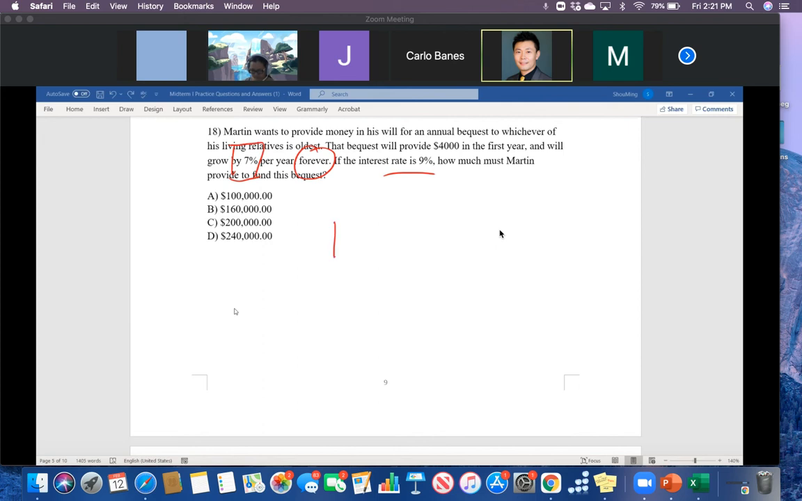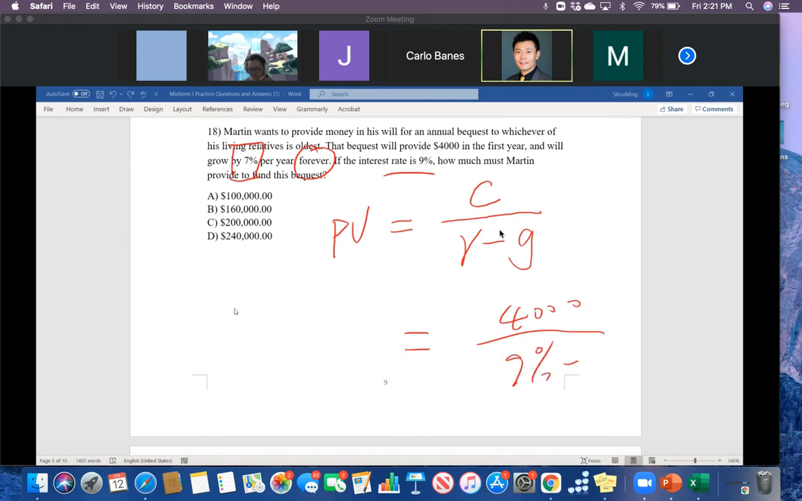This is very simple because we have a formula to deal with the present value of a growing perpetuity. It simply equals the cash flow divided by the difference between the discount rate and the growth rate. In this case, the cash flow is 4,000. The discount rate is 9%. The growth rate is 7%. With all the given information, you can easily find out the correct answer is C. Okay, so this is a very simple question. The important thing is that you are able to realize that you are dealing with a growing perpetuity.